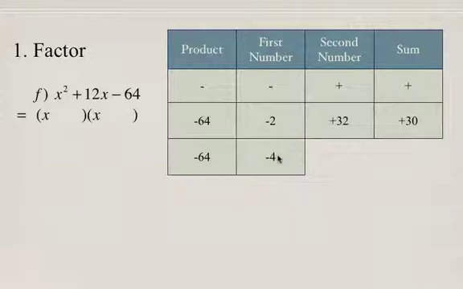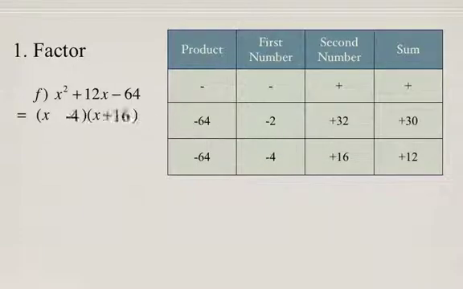Our next factor of negative 64 is negative 4, because negative 3 is not a factor of 64. So negative 4 times positive 16 is equal to negative 64, and negative 4 plus 16 is positive 12. And so our two numbers then are negative 4 and positive 16.